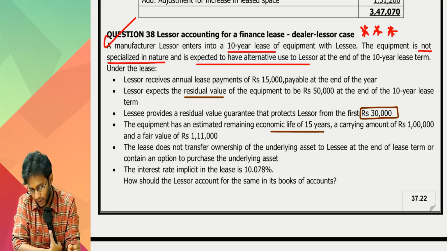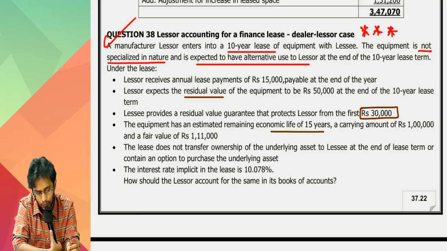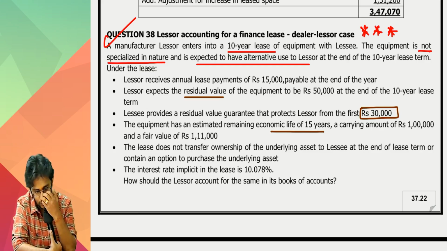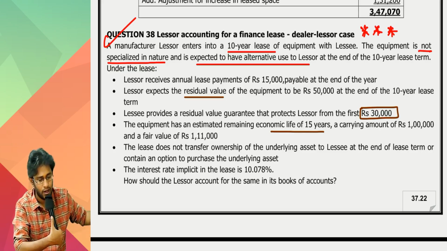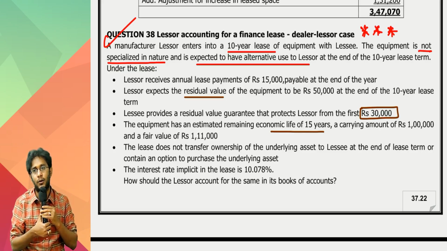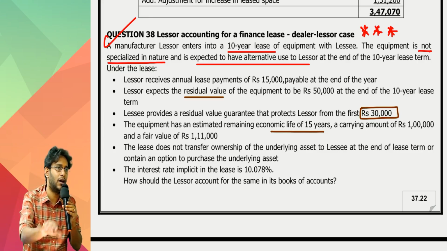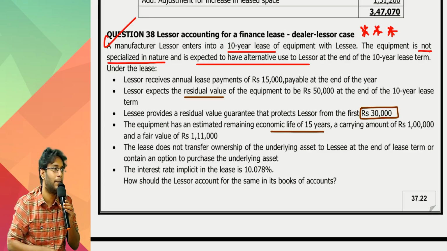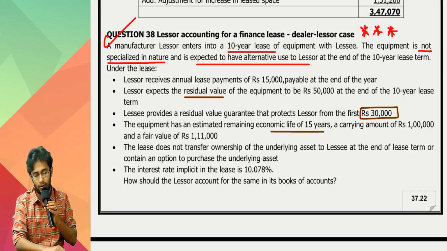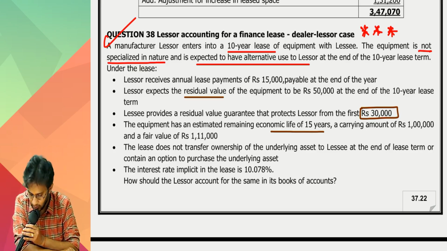Next one. The lessor does not transfer ownership of the underlying asset to the lessee at the end of the lease term or contain an option to purchase the underlying asset. See, that will be directly told, but even if it does not tell also, options are not there, sir. Because if they are there, the GRV drama will not be there. GRV is there means what, sir? Asset is going to come back to me. Then only the GRV story will arise. The interest rate implicit in the lease is some ugly rate.